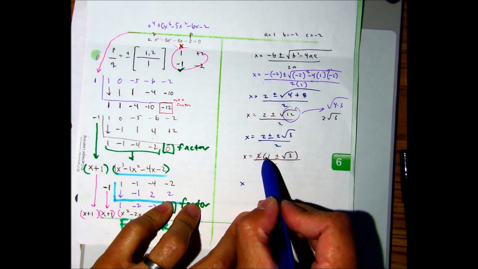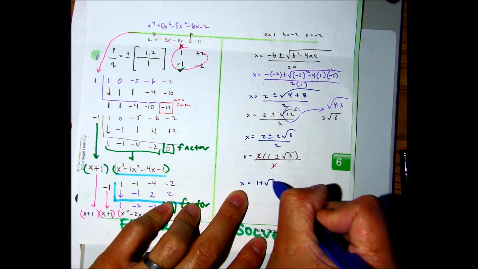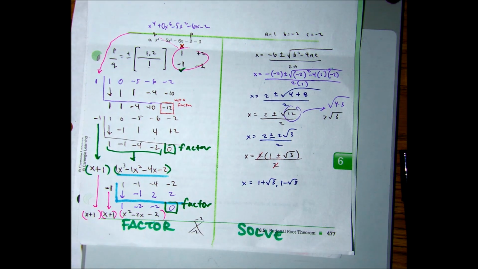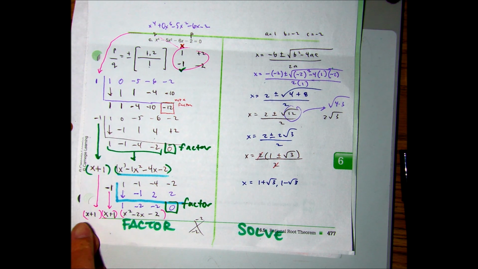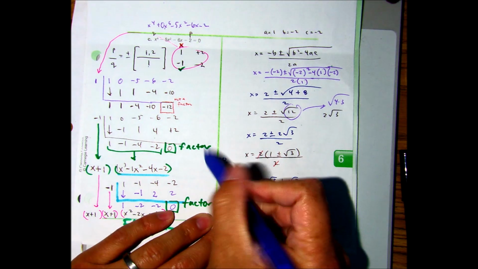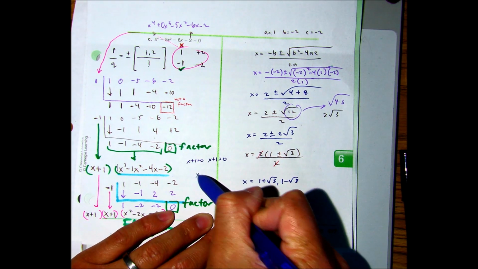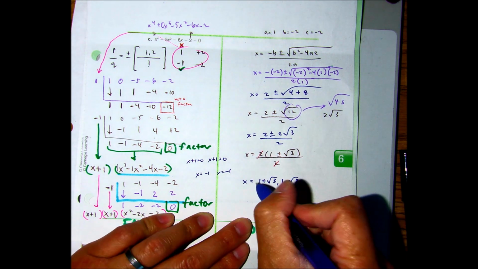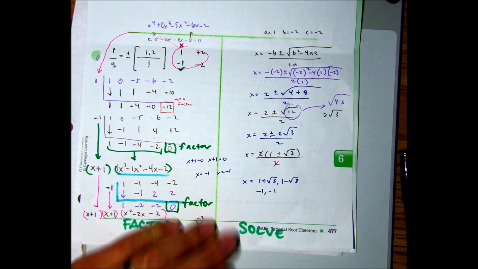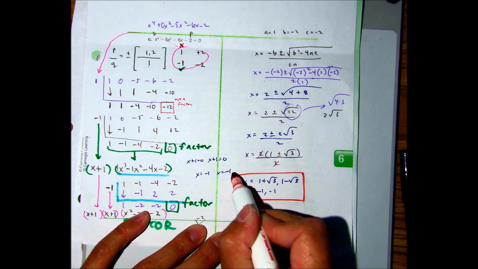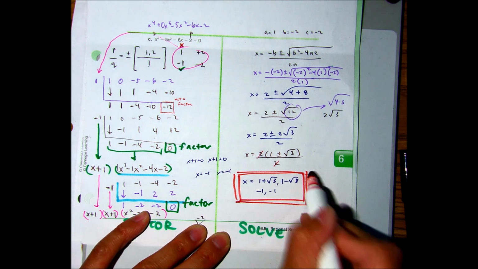I have 1 plus radical 3, 1 minus radical 3, and we forgot the 2 easy ones. Now the reason why I think it's better to actually write this out twice is because it shows you that you have x equals -1 twice. And why that's important is because then you have a double root there. So in this problem you have 4 real solutions.